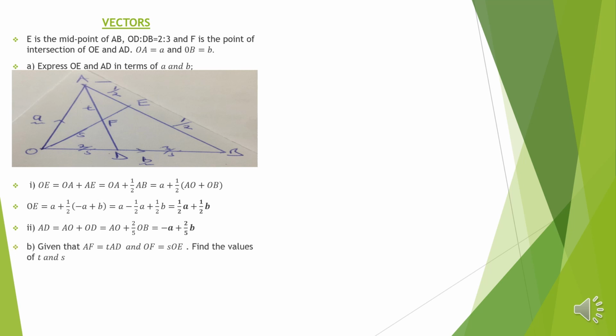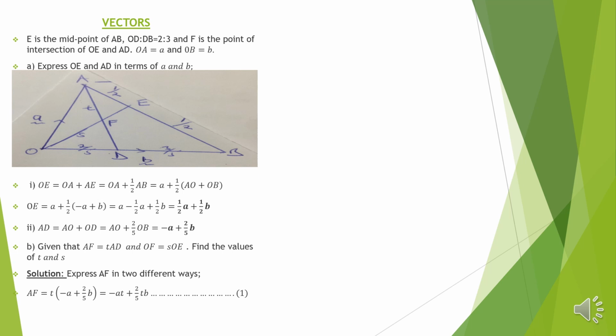Question B goes that given that AF equals TAD and OF equals SOE, find the values of T and S. Remember, to find the values of T and S, you have to express either AF or OF in two different ways, and then the resulting equations you can solve simultaneously. Let's proceed. So we are going to express AF in two different ways, which are as follows.